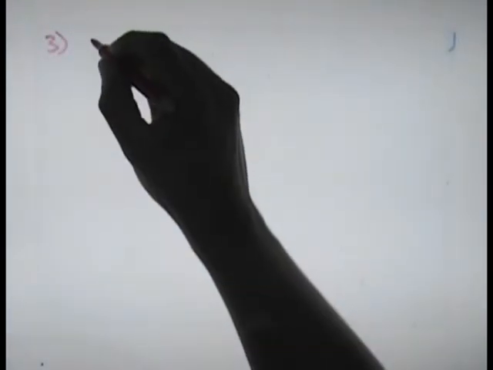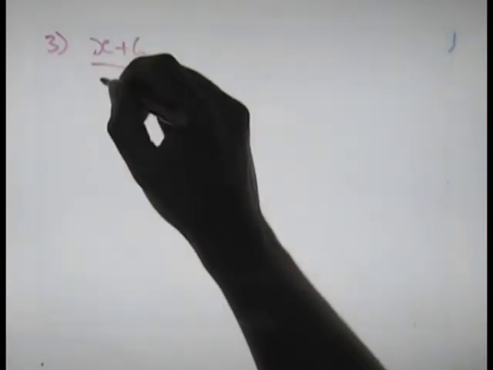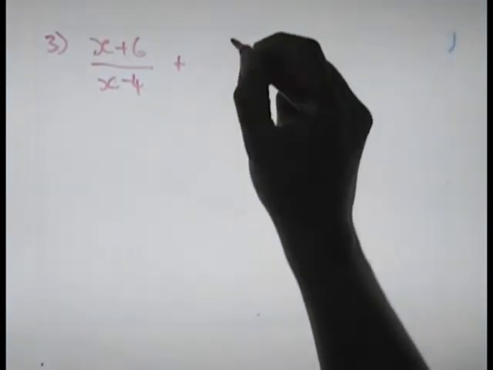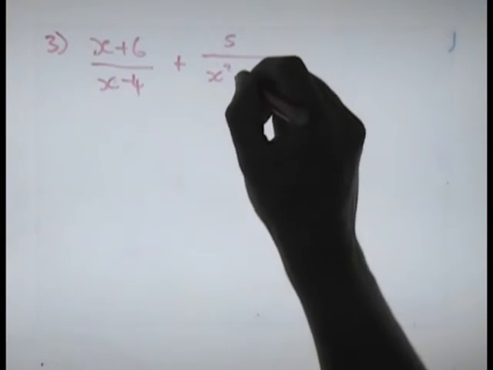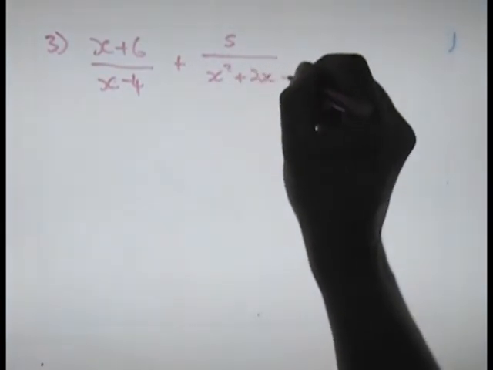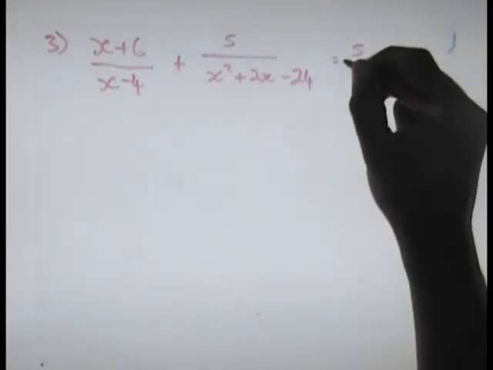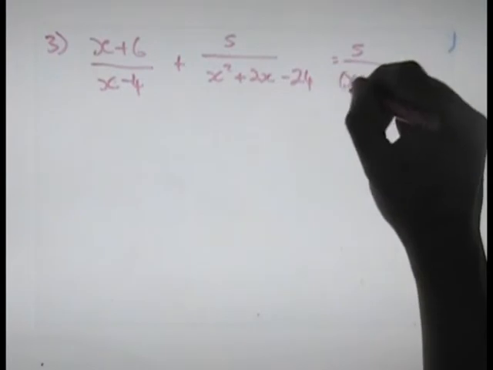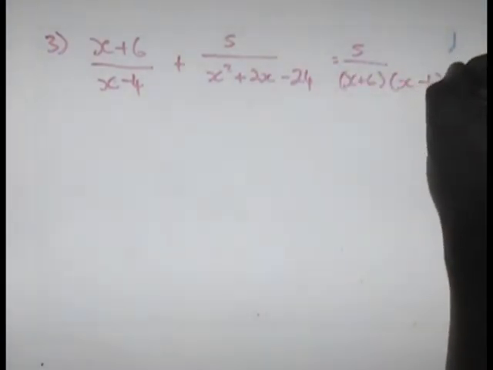Number 3, x plus 6 divided by x minus 4 plus 5 over x squared plus 2x minus 24 is equal to 5 over x plus 6 multiplied by x minus 4.